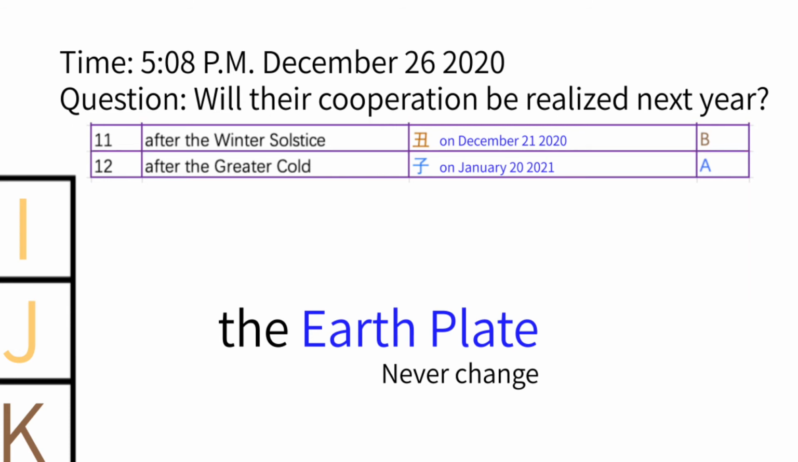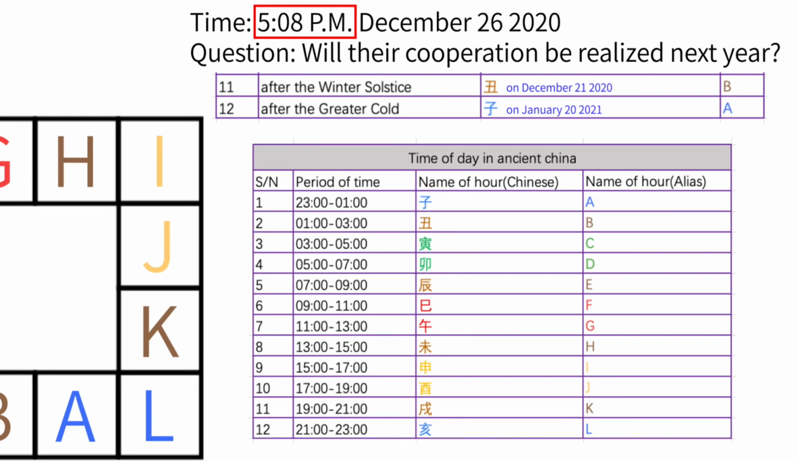The second step we need to do is to put the general of the month on the corresponding time. What is the corresponding time? This is the corresponding time, which is the point in time when we want to use Liu Ren to predict something. In this example, it is the time of 5 p.m. Let's check this table to see what is the name of this time point in ancient China. Here, the name from 5 p.m. to 7 p.m. is You hour, which is J hour.